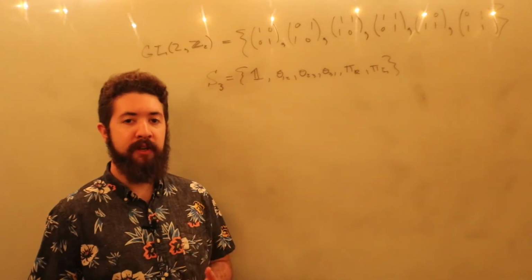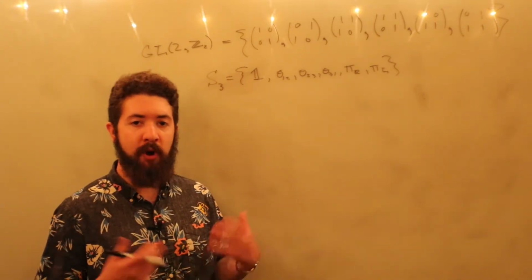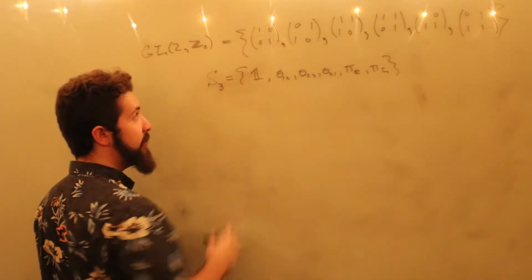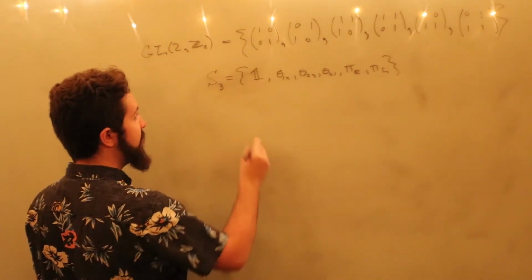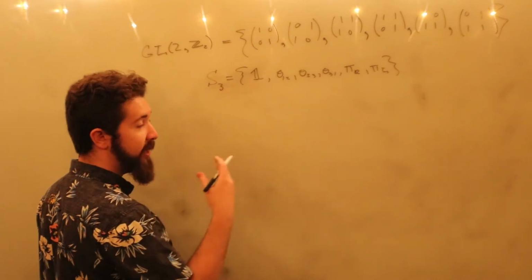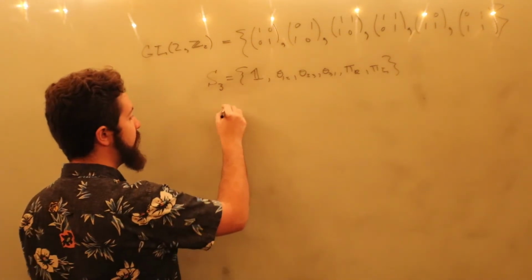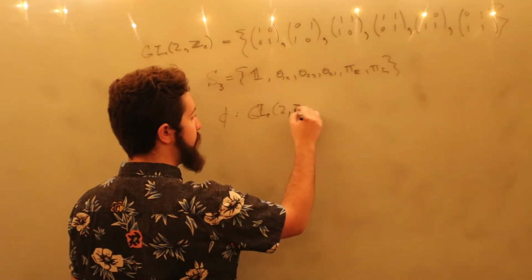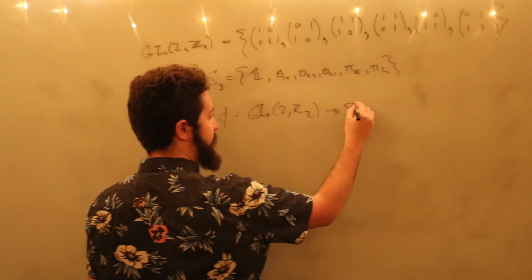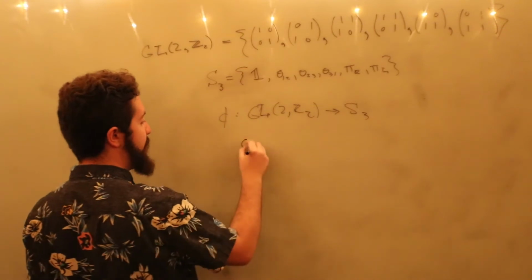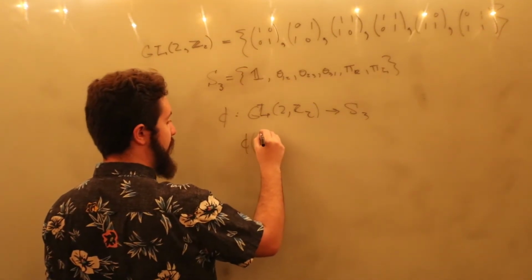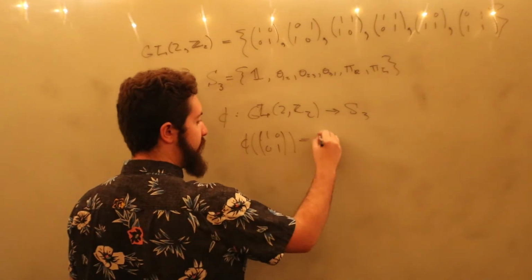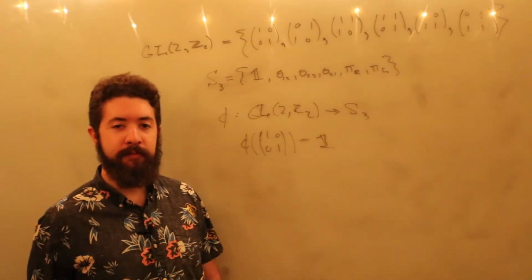Now the first thing we know about group homomorphisms, even apart from isomorphisms, is that the identity must be sent to the identity. So if we are to construct any homomorphism between these two, phi from GL(2, Z2) to the group S3, we are going to have that phi of the matrix 1, 0, 0, 1 is equal to the identity permutation in S3.